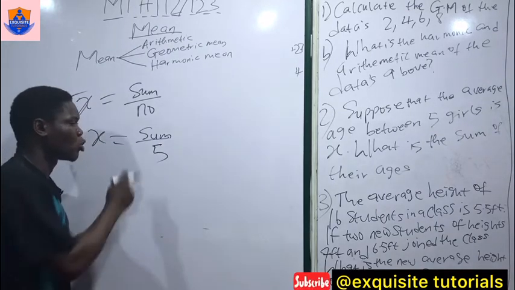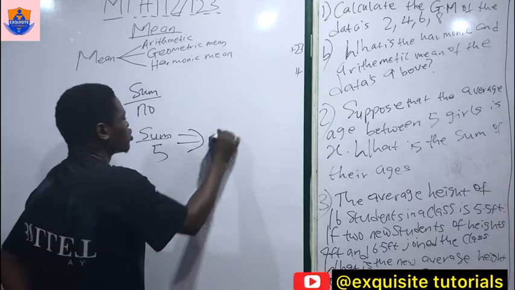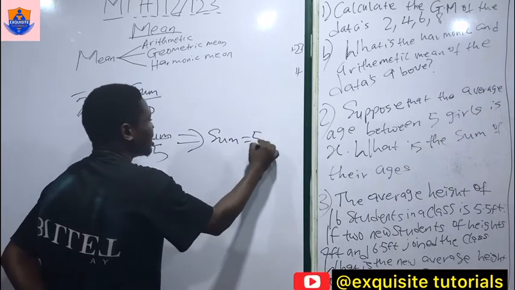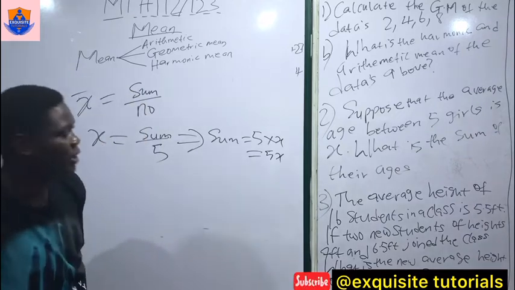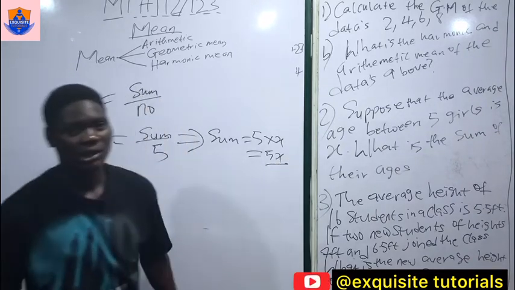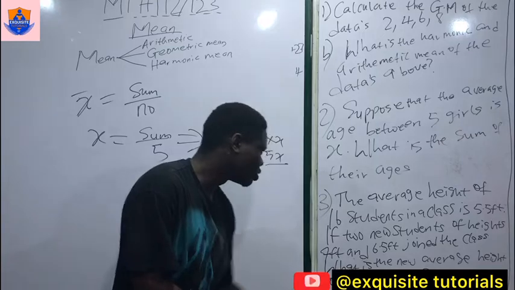How do we get our sum? We cross multiply. So our sum becomes 5 times X. So the sum of their ages is 5X. They didn't give you what the value of X is, so you leave your answer like this. Now let's move to question 3.